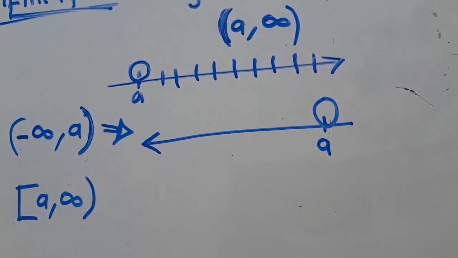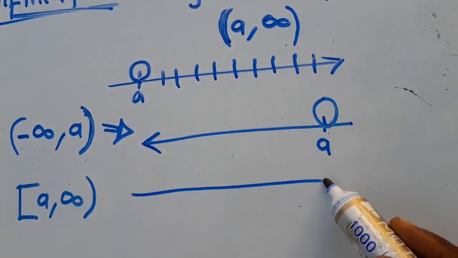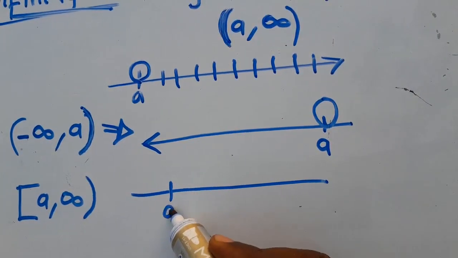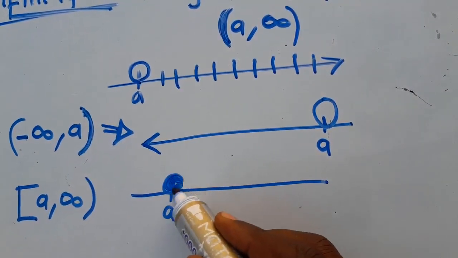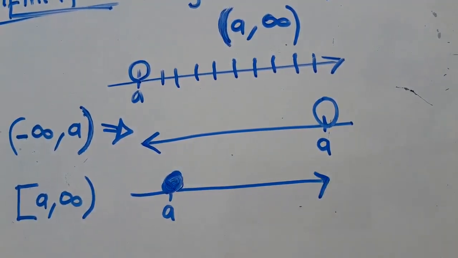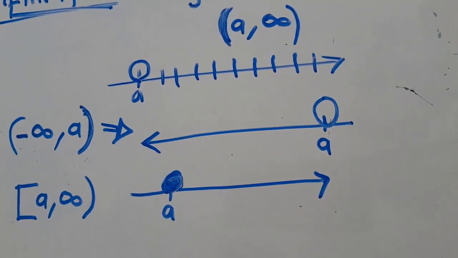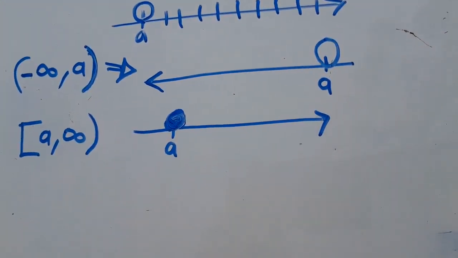So analyze this. This is a set of numbers to infinity, including A. So a set of numbers, including what? Including A. So let's say you've got your A, which is here, including. So including, you shade this. It is included. Then to what? To infinity. This is what it means. We can still be giving examples, but I believe with this, you have understood something.